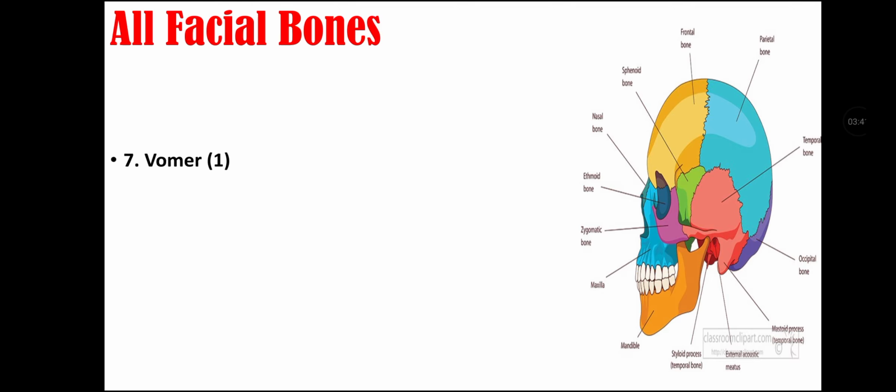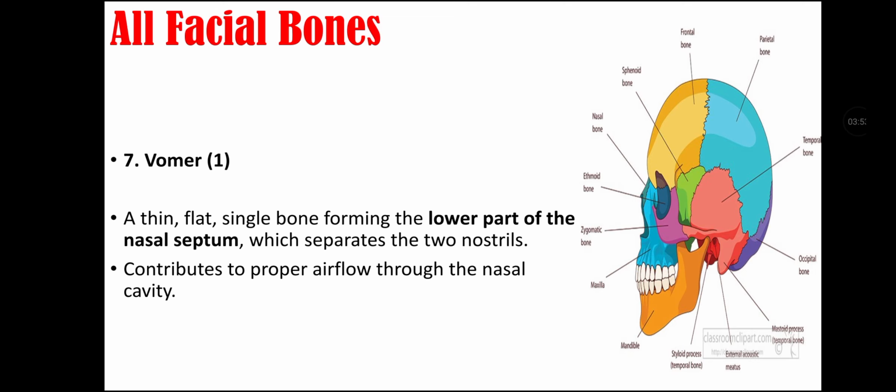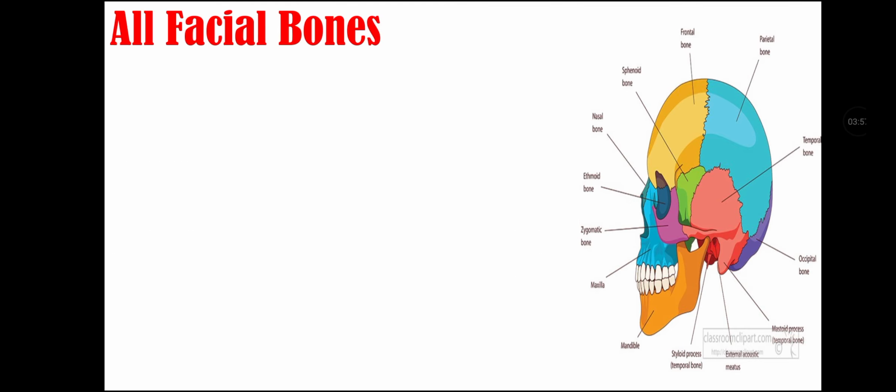Next facial bone is the vomer, which is an unpaired bone. That means there is one vomer in every skull. It is a thin, flat, single bone forming the lower part of the nasal septum, which separates the two nostrils. It contributes to the proper airflow through the nasal cavity.